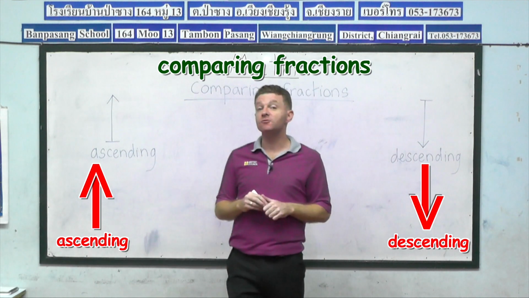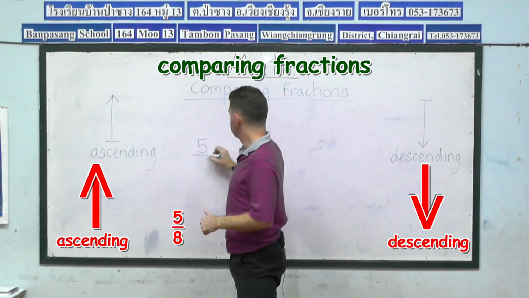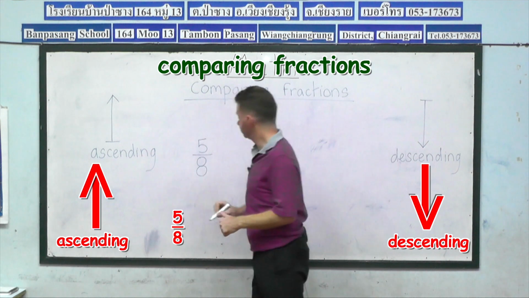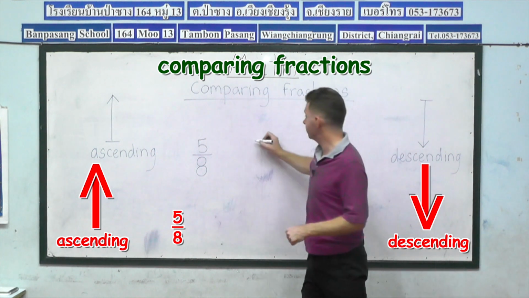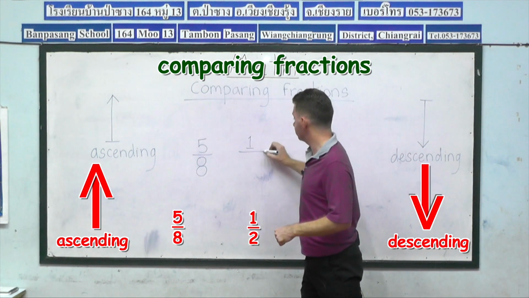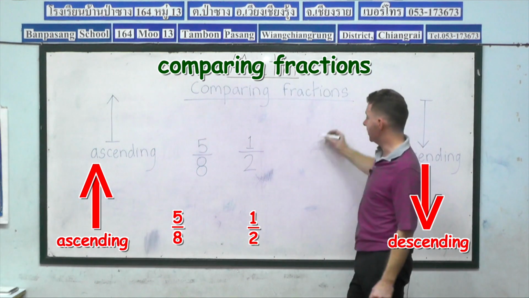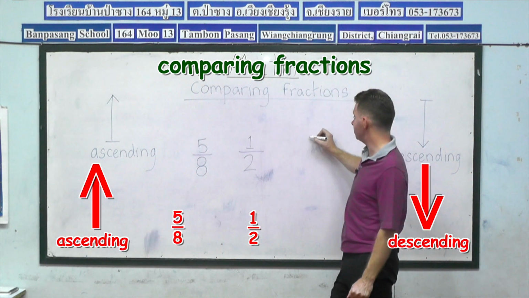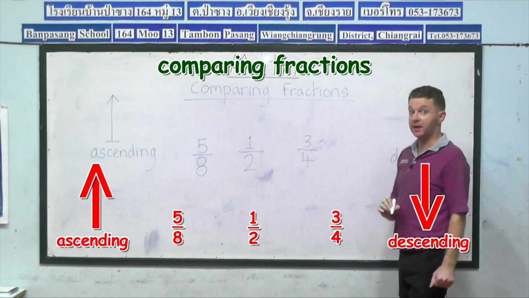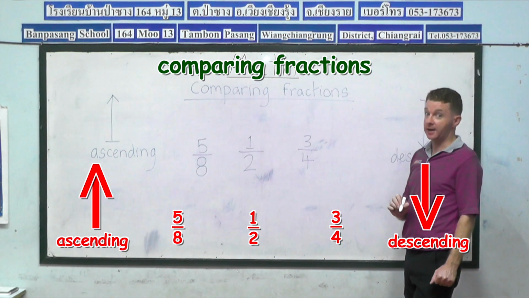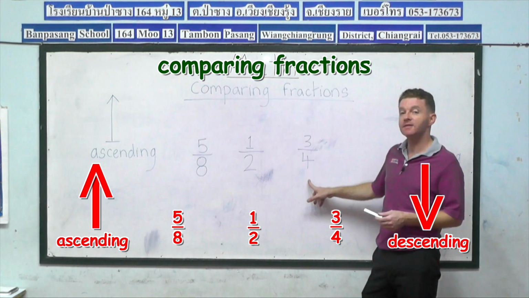So first of all, we need some fractions. And the first one we will have five over 8. Okay. Then our second fraction, 1 over 2. And then for our third fraction, we can have 3 over 4. Okay? So we've got 3 different fractions here, and each one has a different denominator.